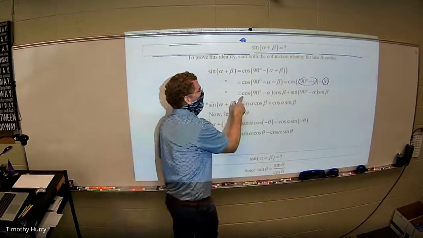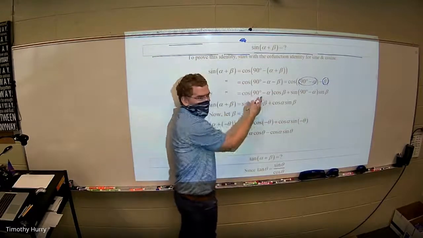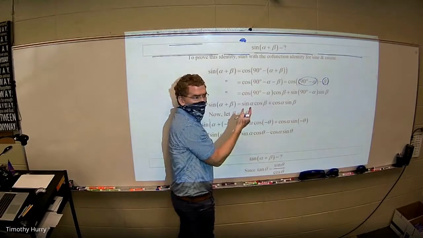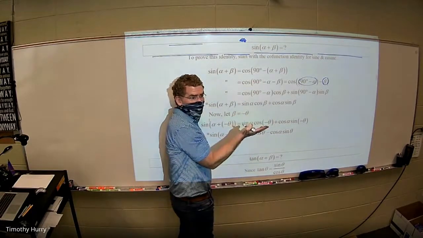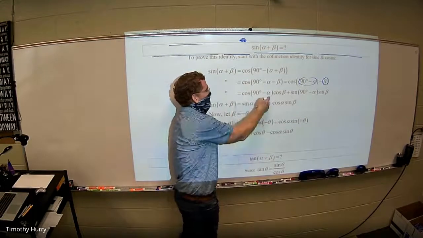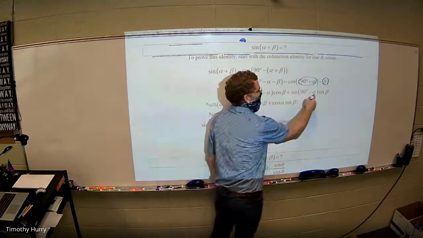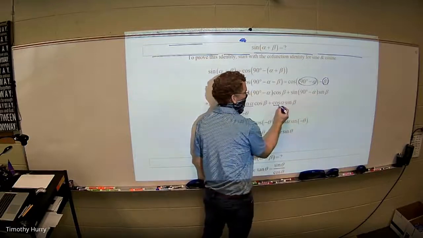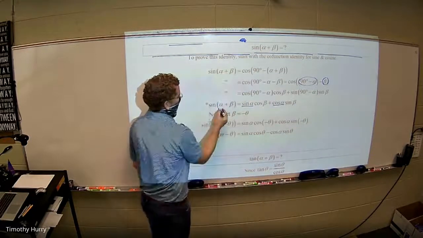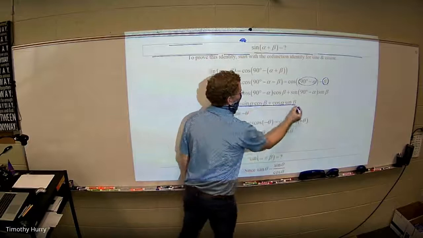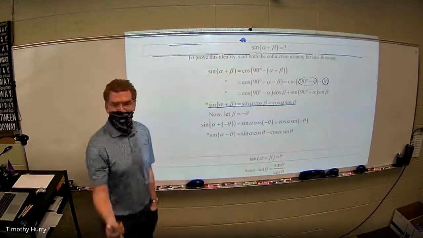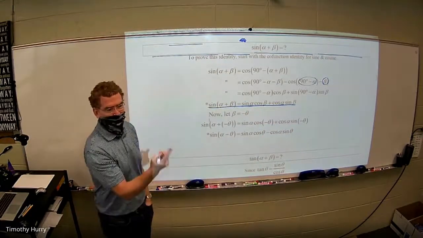And then right here, what's cosine of 90 minus alpha? What does your cofunction identity tell you? Sine of alpha. So I can replace that with that. What's sine of 90 minus alpha? Cosine of alpha. And then I have my alpha plus beta sine. And then to find the one that's minus, I do it like I did before.